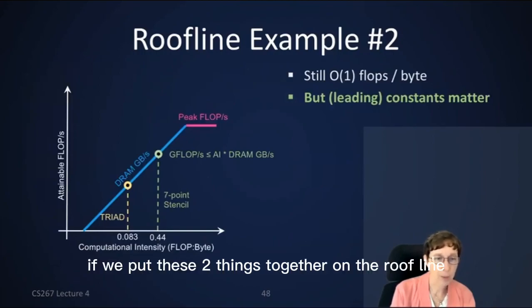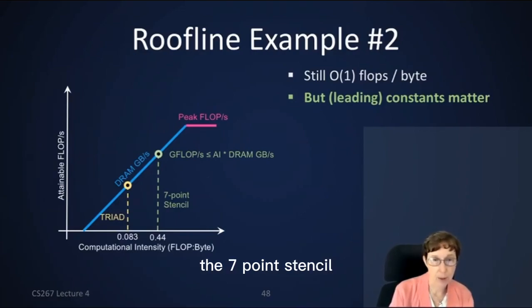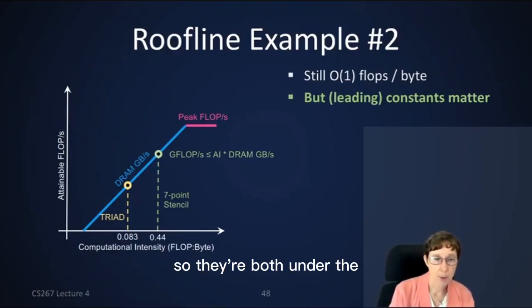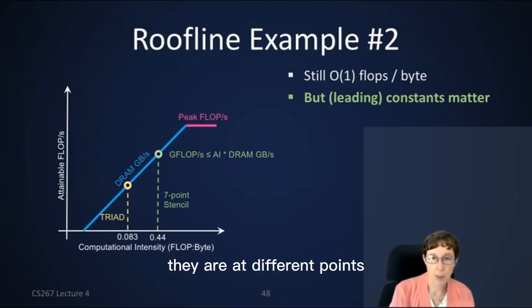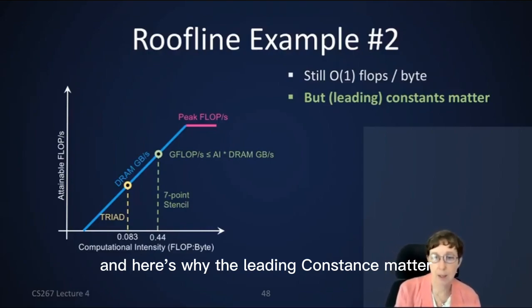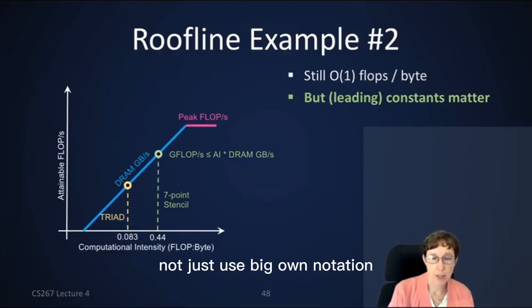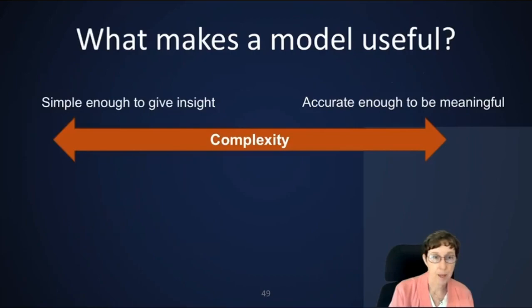And so if we put these two things together on the roofline model, we have triad, which was 0.083, and the 7-point stencil, assuming we've got big enough caches, is at 0.44. So they're both under the bandwidth limit of the machine, but here they are at different points. And here's why the leading constants matter: sometimes we will have to not just use big O notation, but really worry about those constants.